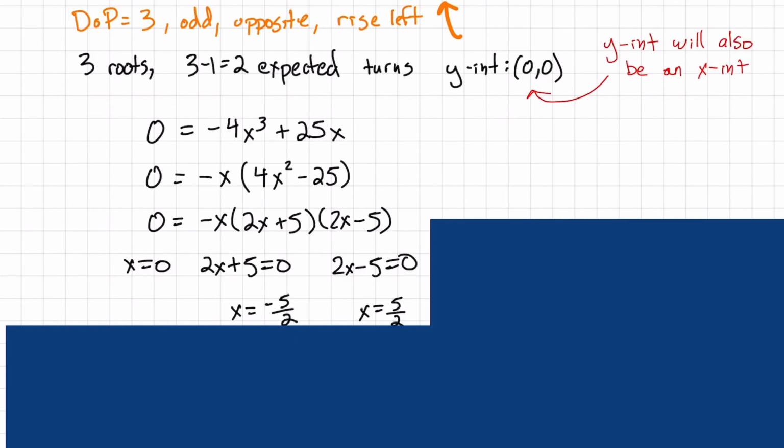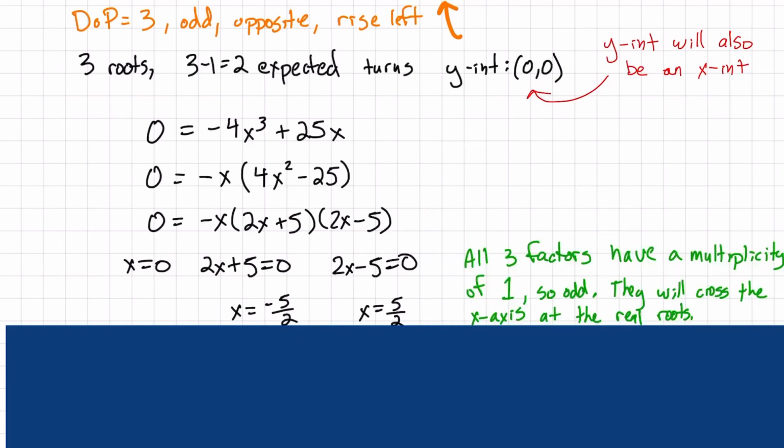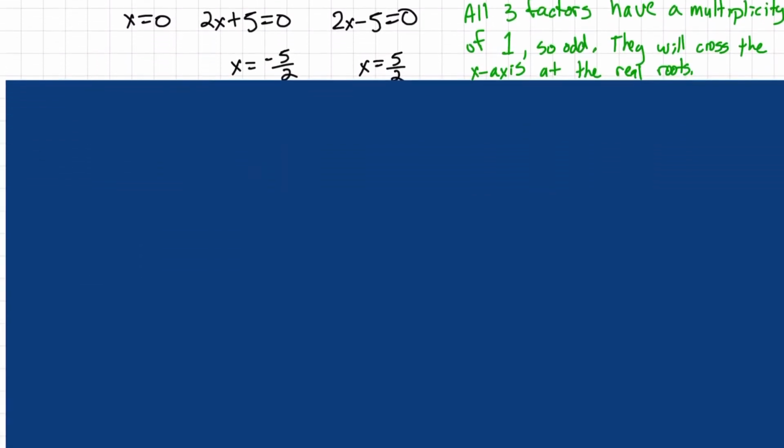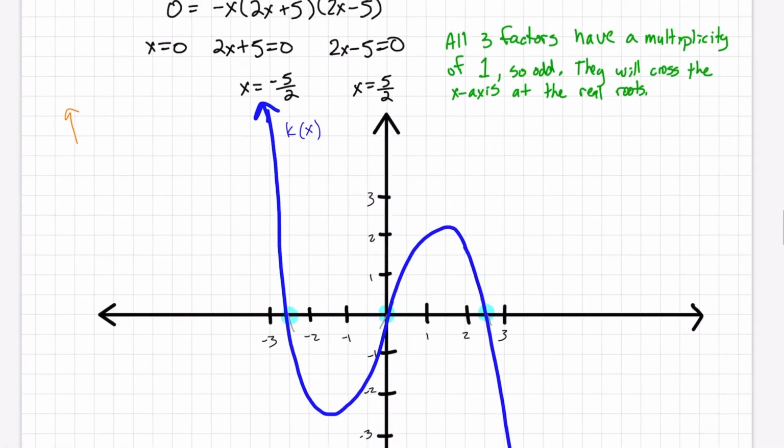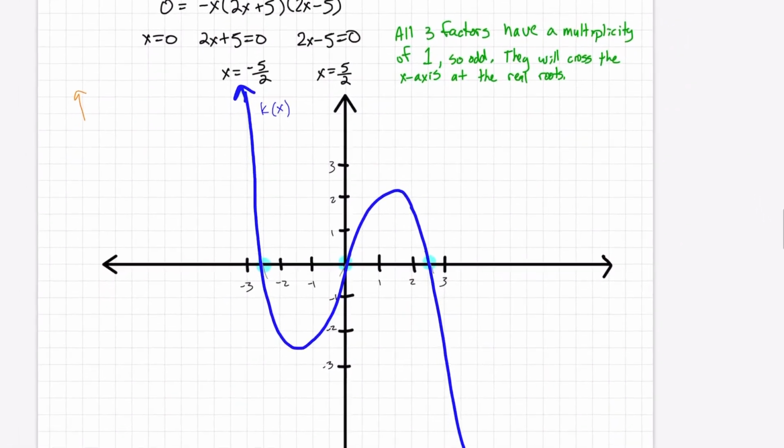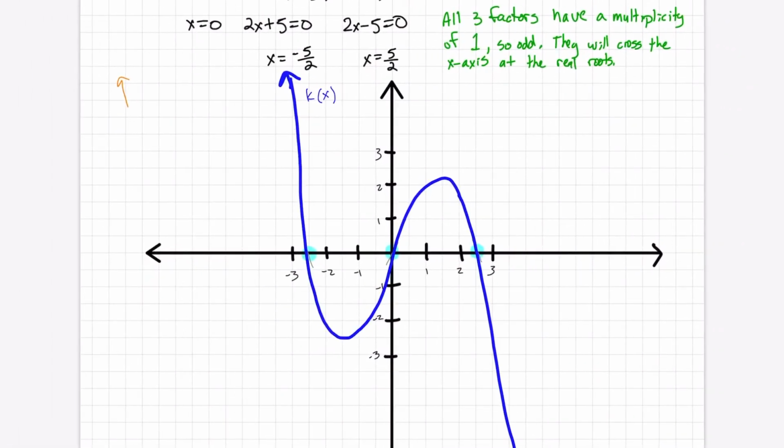When we take a look at the multiplicity, each factor only occurs once, so they will all cross, and they're all real. So when we graph it, it then looks like this. So notice at 0, -5/2, and 5/2, they all cross, and we are falling to the right and rising to the left, and our y-intercept was also (0, 0), so that's where we got this function.